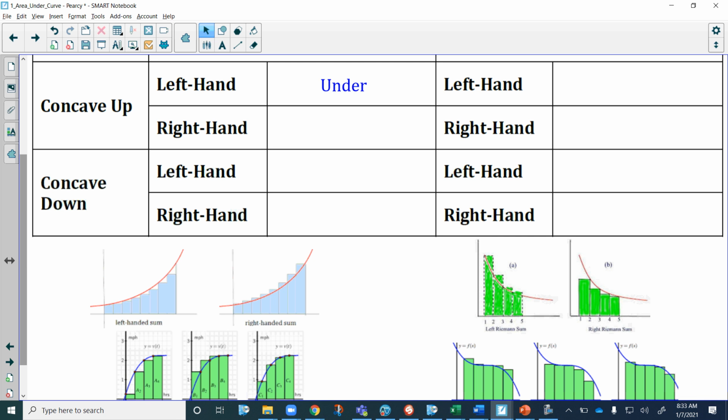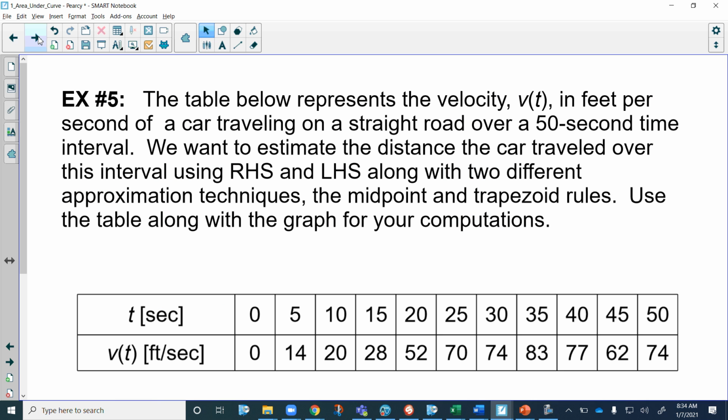So here we're going to take visually what we see and identify when they're going to be an overestimate or an underestimate. And that's something that you can sketch for basically any problem that you have, understanding what the shape of the curve is going to look like, where the rectangles are going to be placed. You can very quickly identify whether it's going to be an overestimate or an underestimate.